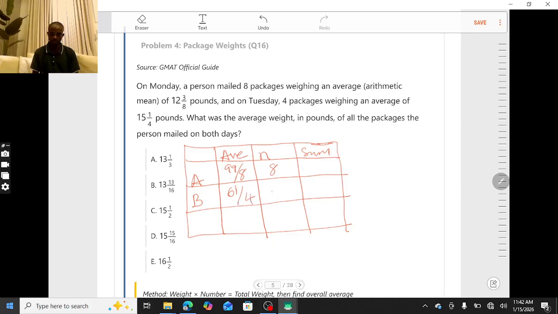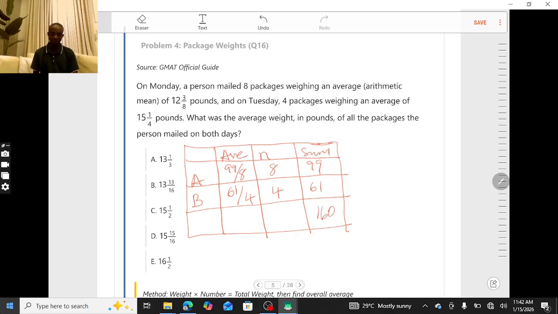And he made 4. 99 over 8 times 8. Do you agree with me that it is 99? Yeah. 61 over 4 times 4. Do you agree with me? Is 61? Yeah. Then we can add the sum together. 99 plus 61. Do you agree with me that it's 150? Yeah. No? 160.